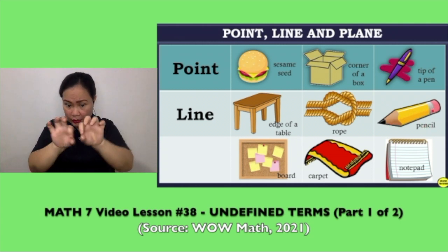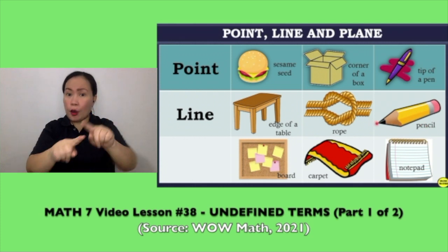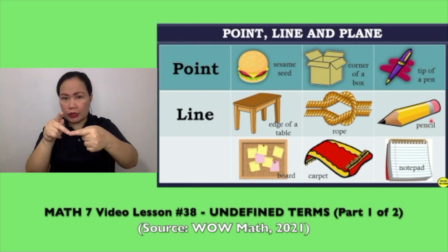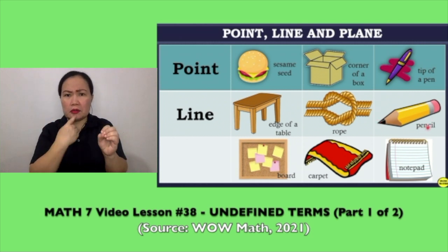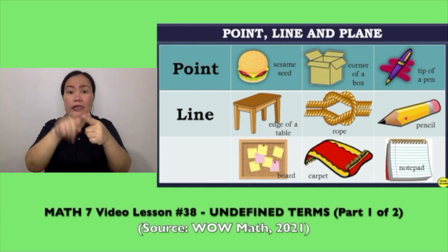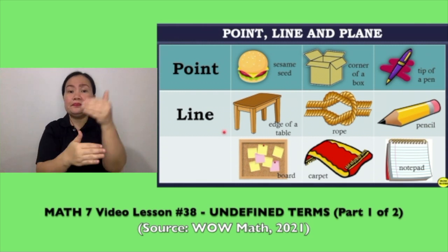Pero kung ang binigay dito is tip of a pencil, ito yung tinutukoy doon, that is a point. But since wala naman siyang binigay na part ng pencil, so pencil lang ito, ibig sabihin yung kabuuan. So, this is a line. Okay. Now, let's proceed to a plane.